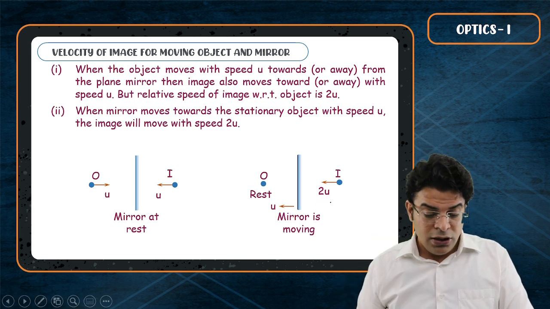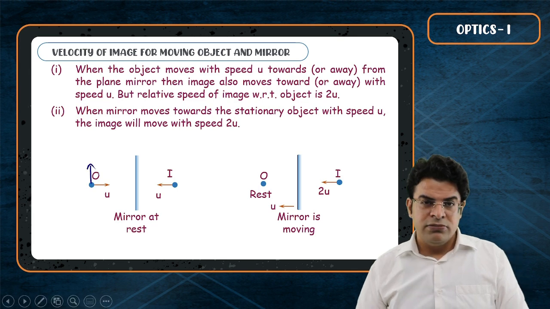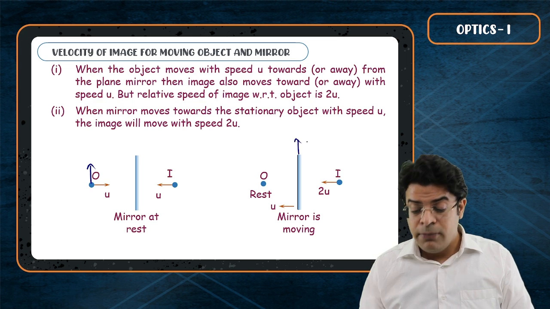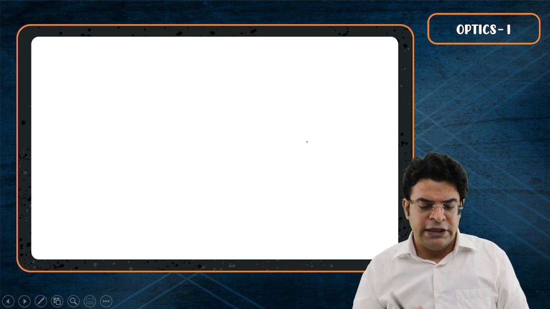But sir, what if the object has velocity parallel to the plane of the mirror? Or what if the mirror has velocity parallel to its plane? So let's see those cases as well.